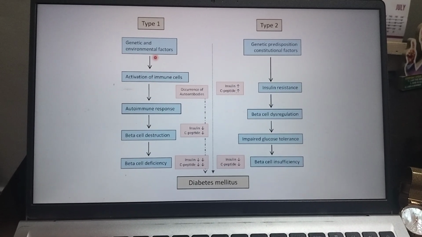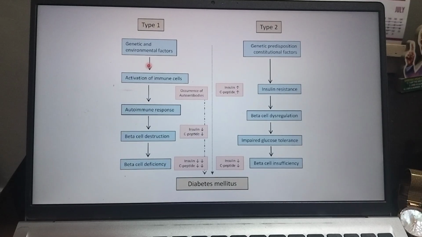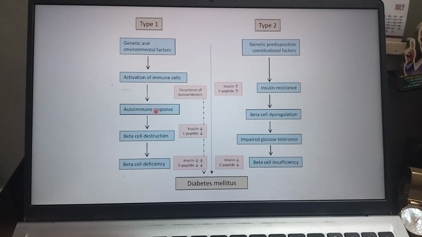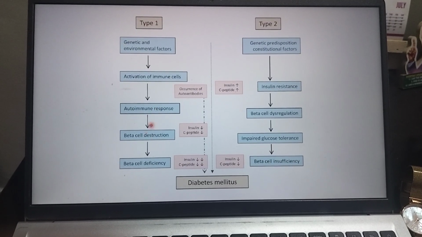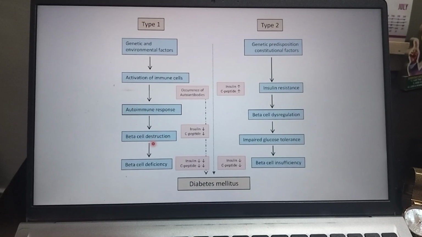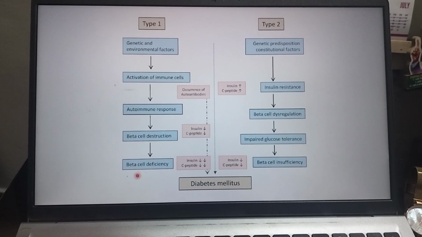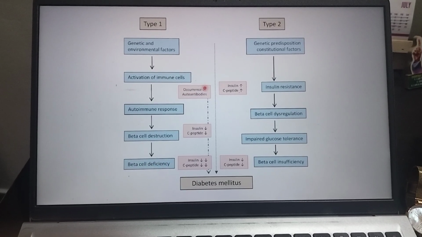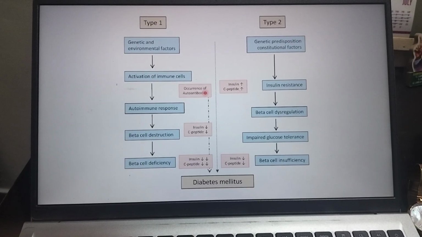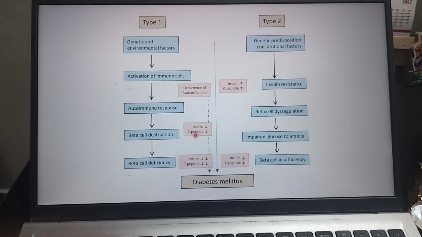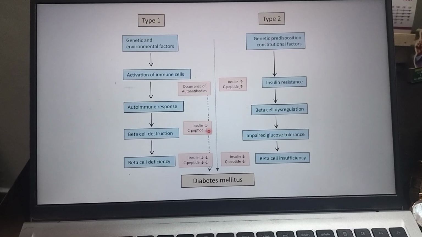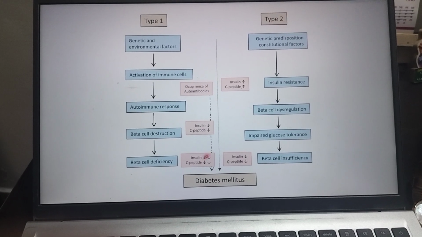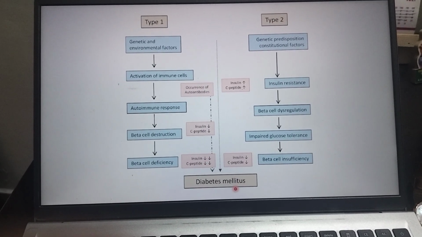In type 1 diabetes, there are environmental and genetic factors which are causing it. Activation of immune cells, autoimmune response, and then beta cell destruction. Autoimmune response results in the destruction of the beta cell, causing beta cell deficiency. When the beta cell is deficient, there is a decrease in the formation of insulin. So occurrence of autoimmune antibodies, in case of activation of immune cells, causes a decrease in insulin and C-peptide, resulting in beta cell deficiency also. So resulting in decreased insulin and C-peptide and diabetes mellitus.